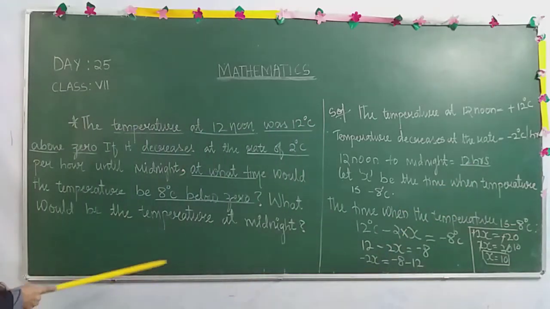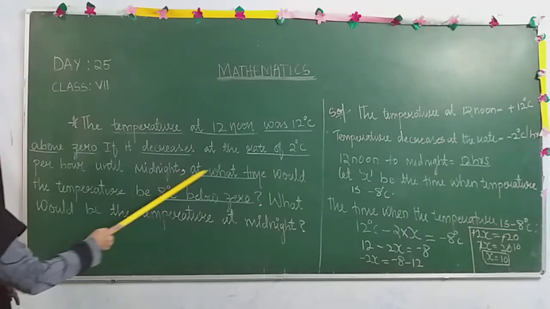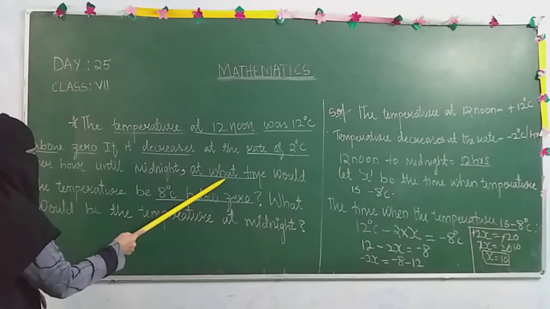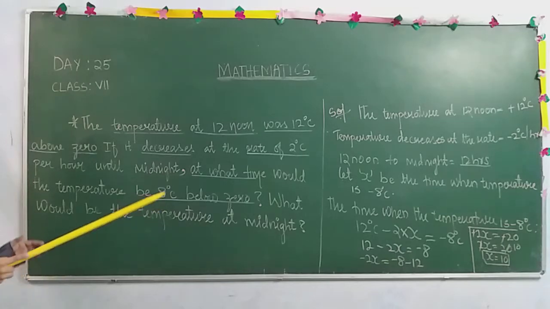Now the most important thing is we have to calculate at what time the temperature becomes 8 degrees centigrade below 0. Below 0 means the temperature will be minus 8 degrees centigrade. The initial temperature we know very well was 12 degrees centigrade.